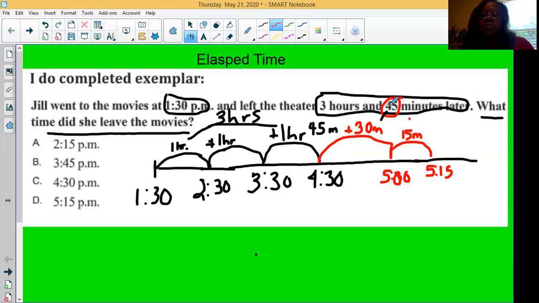Now I have to deal with the 45 minutes. Then I go 30 minutes, 4:30 plus 30 minutes gives me 5 o'clock, plus an additional 15 minutes, because again, 30 plus 15 have to total 45. So 5 o'clock plus the 15 minutes makes it 5:15. So my answer to this question is D, 5:15. Okay, I'll pause and let you catch up. If you need additional time, just pause your video.